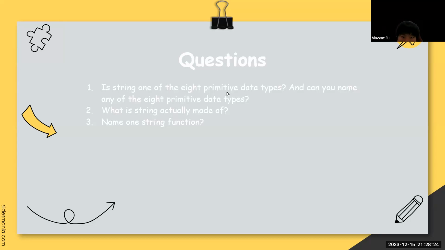So the first one's a yes or no question. Is string one of the eight primitive data types? I'd like to see some people say yes or no.